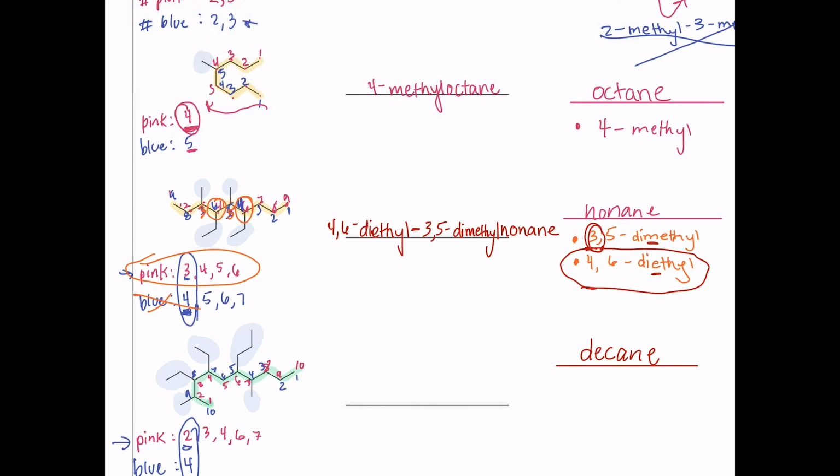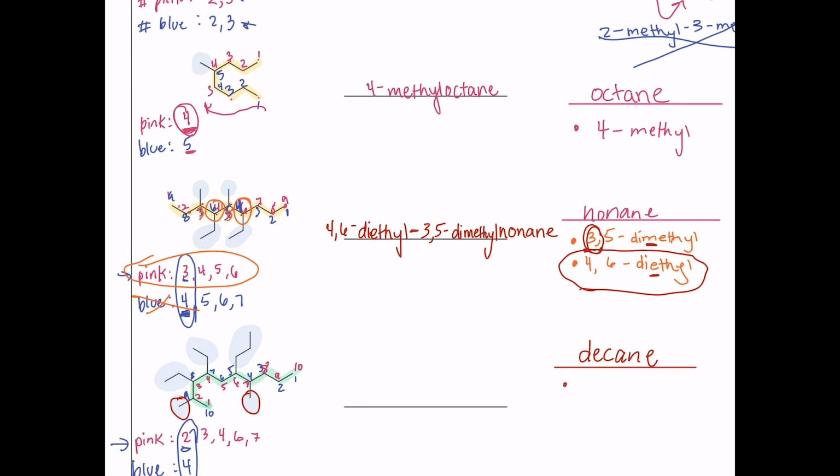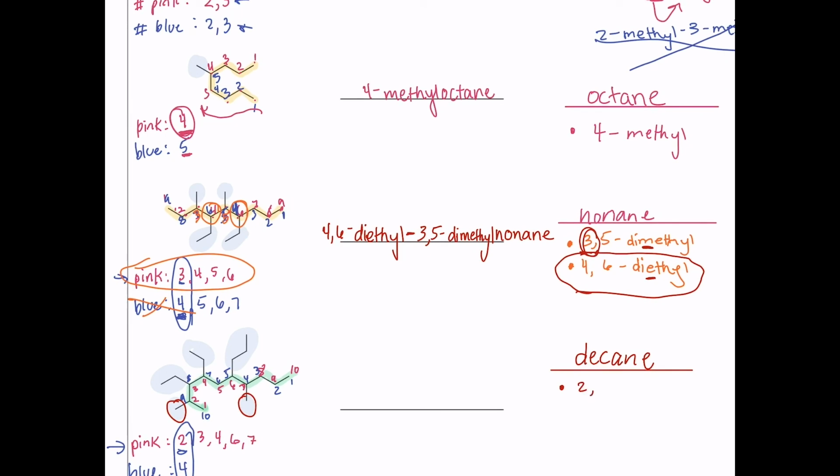All right, now remember we have to group like substituents. So let's see, I've got 2 methyls, so let's put those together. And those are at carbon 2 and 7. So 2,7-dimethyl. And I have 2 ethyl groups at 3 and 4. So 3,4-diethyl. And I have 1 propyl group at 6. So 6-propyl.